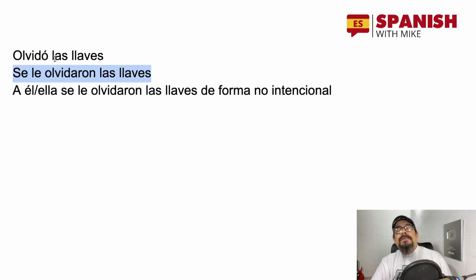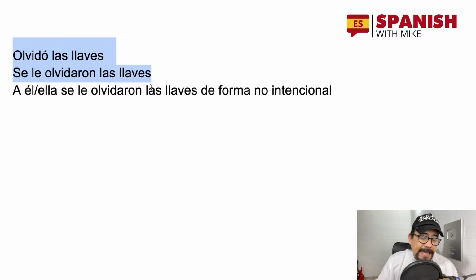And this is interesting. Sometimes we can say either one. We can say olvidó las llaves or se le olvidaron las llaves. It doesn't matter. I can tell you that here in Colombia, we use this very often. And I say, olvidó las llaves. Se le olvidaron las llaves. We used to say that, right? So this is very usual. We do that very frequently.